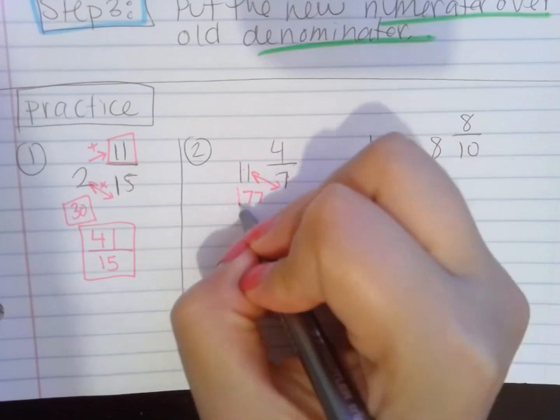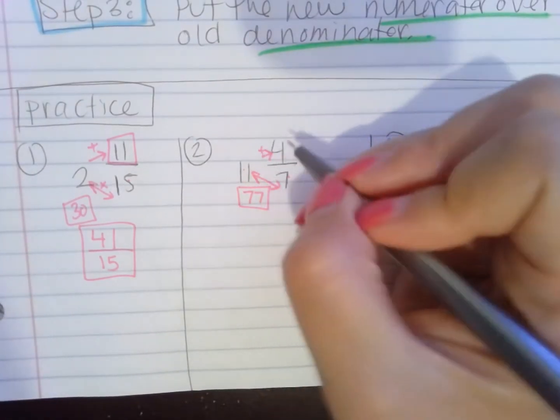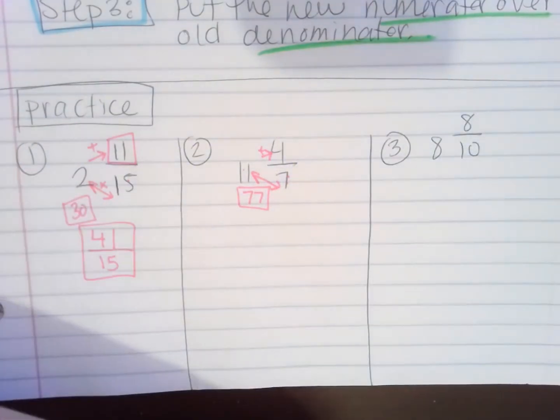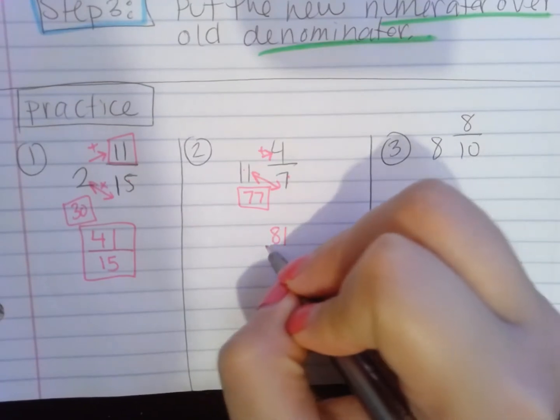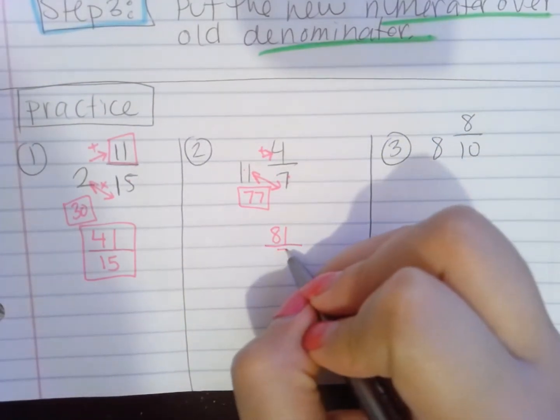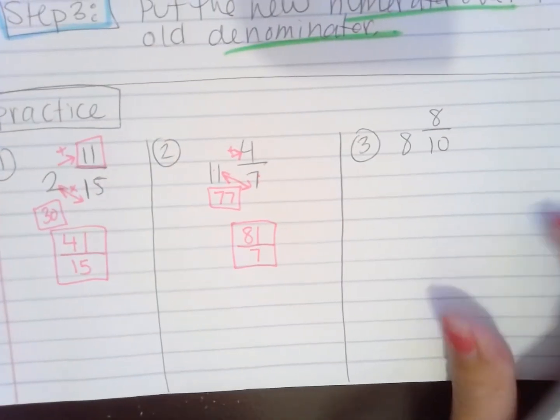That gives me 77. So I'm going to box that number. And then we're going to add 4 to 77. And that's just going to give me a total of 81. And then we're going to keep our old denominator. And that's it. 81 over 7.